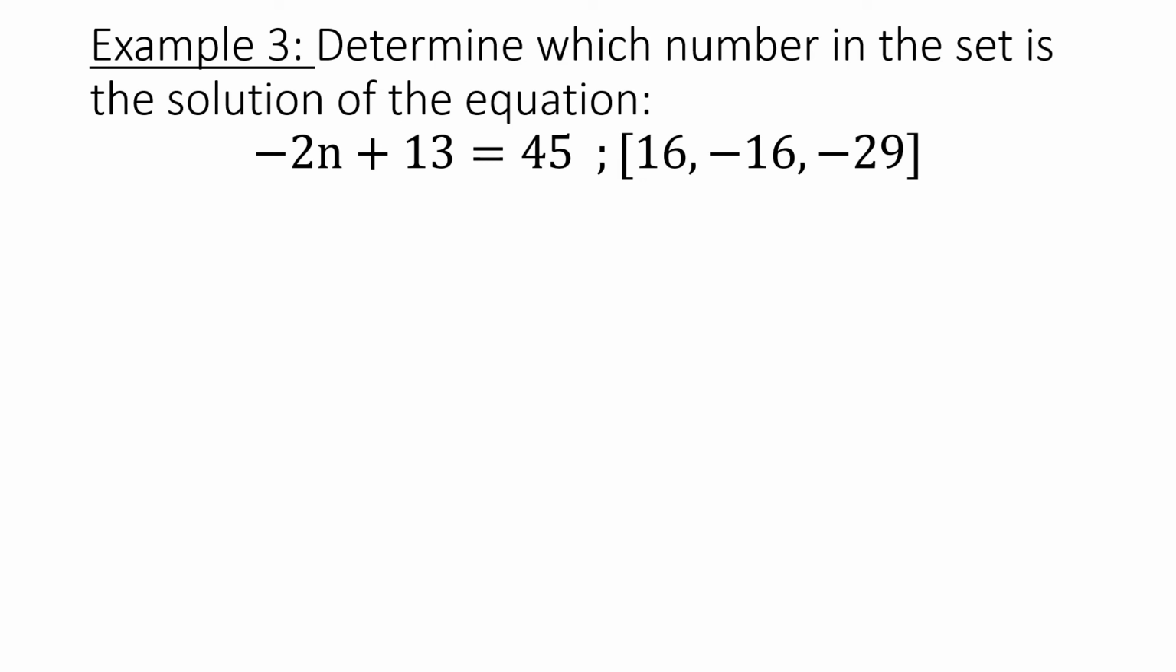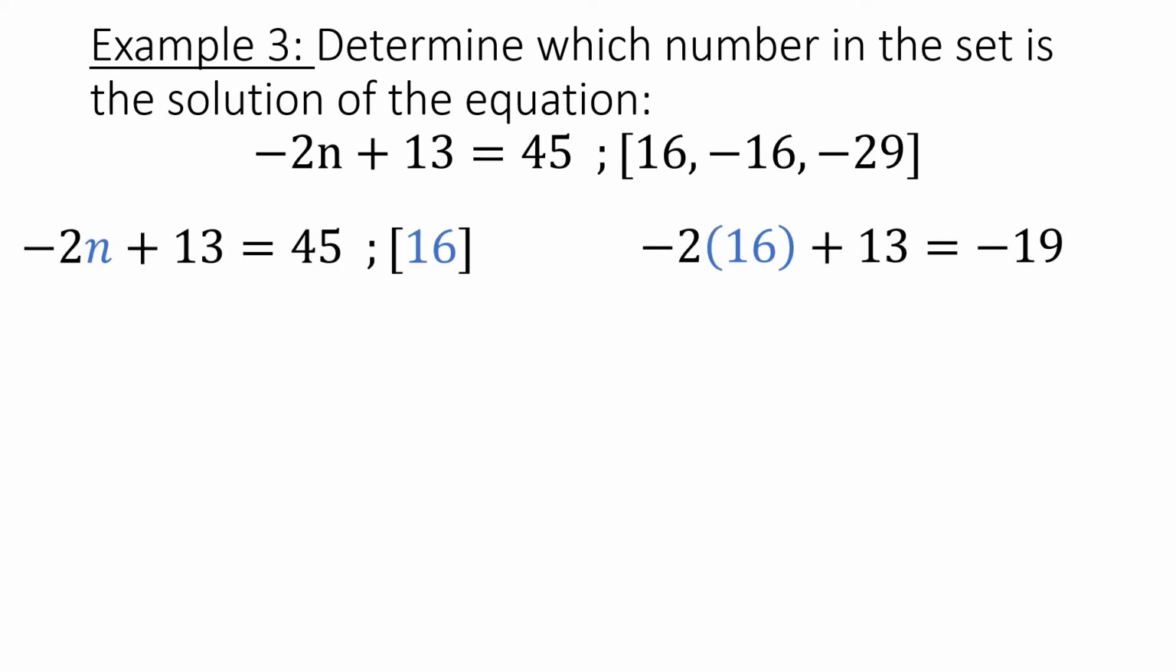So I'm going to do 16 first, and I'm going to put parentheses around the 16 when I substitute it in for n. -2 times 16 plus 13 gives me -19. That doesn't work. That doesn't give me 45. And so that's not the solution.